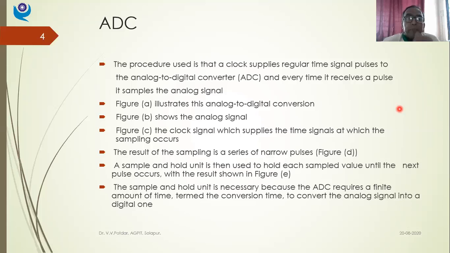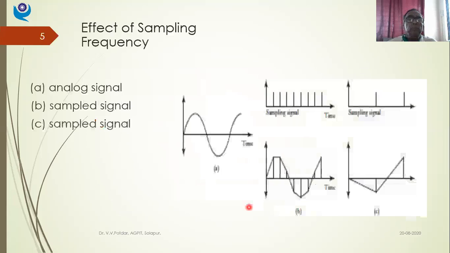The sample and hold unit is necessary because the ADC requires a finite amount of time, maybe in microseconds. But finite time is required. This time is termed the conversion time to convert the analog signal into a digital one. Though the time is very small, we don't sense it, we don't feel it. But some time is required in the sampling and holding unit.